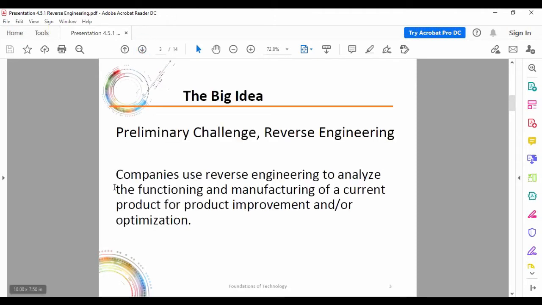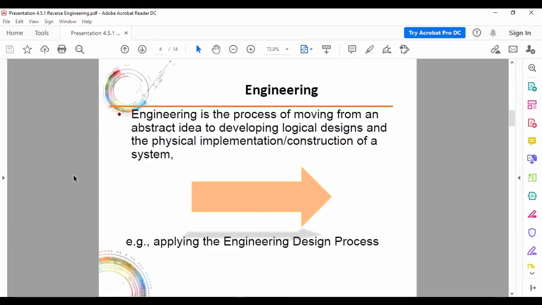So what is reverse engineering? I mean, it's taking a look at a product that is already developed and then figuring out how it works. Companies use reverse engineering to analyze the functioning and manufacturing of a current product for product improvement or optimization.